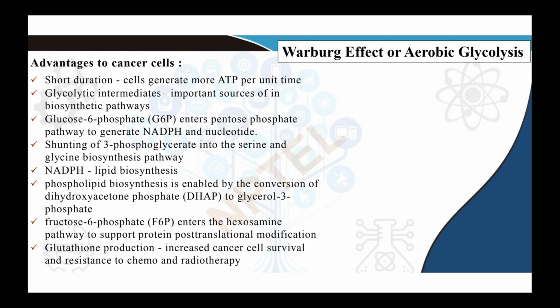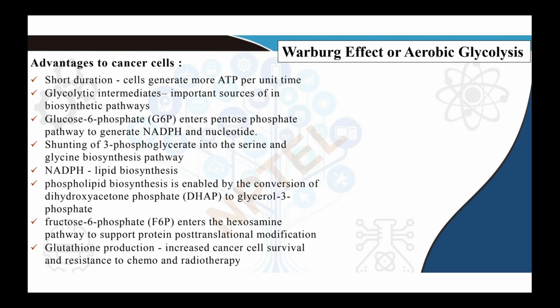Okay, and it is getting all the glycolytic intermediates, which are important sources of different biosynthetic pathways. Like I have told you, glucose 6 phosphate enters the pentose phosphate pathway to generate NADPH and nucleotides. So it will generate the ribose, which will go for nucleotide synthesis. Shunting of 3 phosphoglycerate into serine and glycine biosynthesis pathway. So the amino acid metabolism for protein is also being taken care of. NADPH will go for lipid biosynthesis. Phospholipid biosynthesis is enabled by the conversion of DHAP to glycerol 3 phosphate.